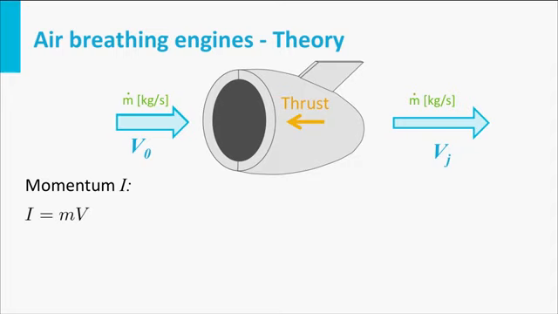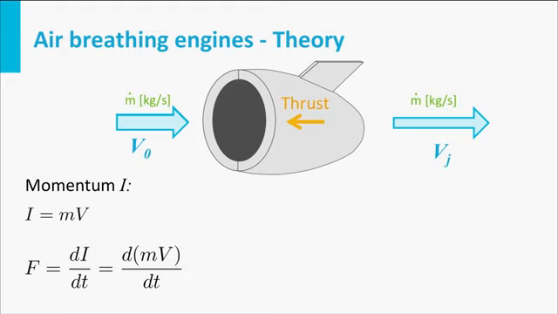Momentum is basically the product of mass times velocity, the amount of momentum that the airflow or anything has. And in fact, if you look at the second law of Newton, which you might remember as mass times acceleration, you have to be aware that originally Newton phrased it differently. He said the force is equal to the change of momentum. In other words, the change of the product of mass and velocity.